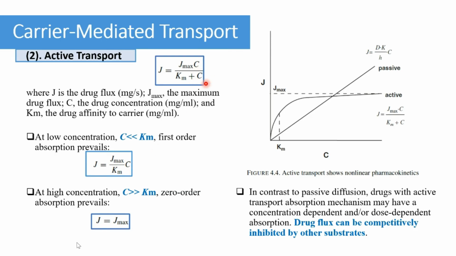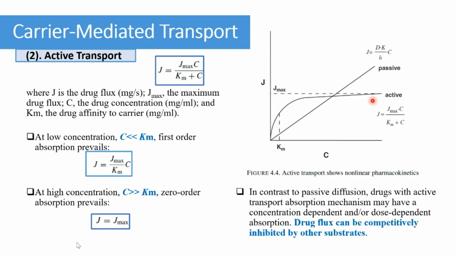Okay, because we neglected the concentration, because the concentration is much lower than Km. But at high concentration, where the concentration of the drug is much higher than Km, or the drug affinity to the carrier, zero order absorption prevails, and therefore the flux is equal to J max only. J max is the maximum drug flux.